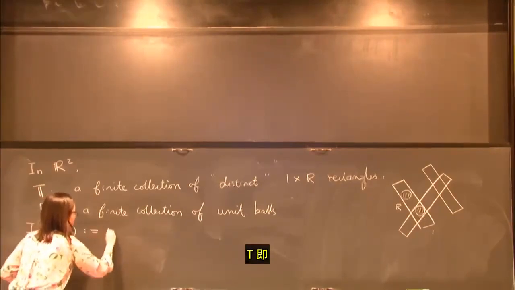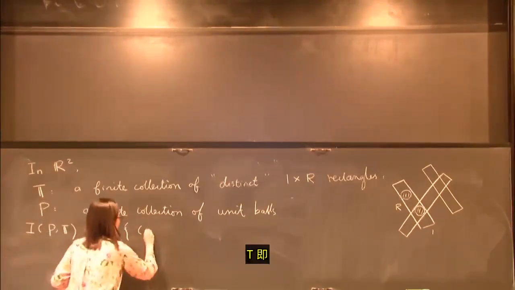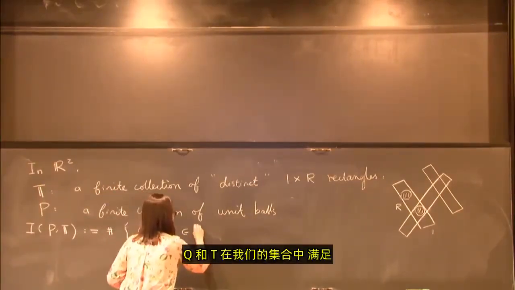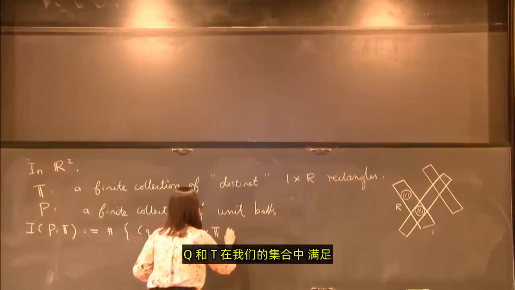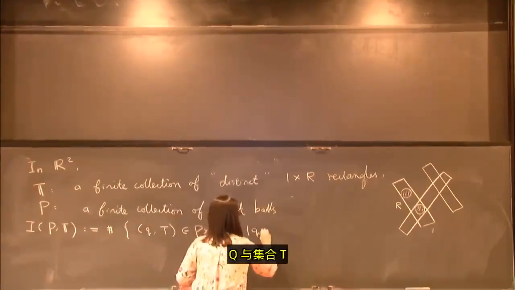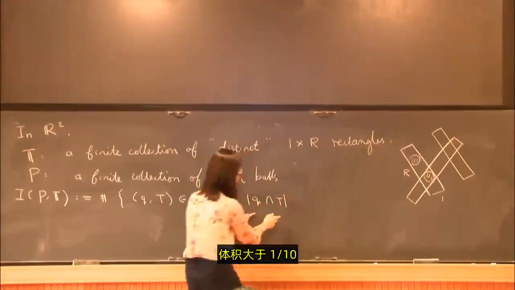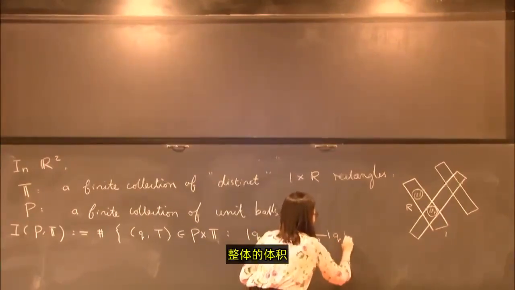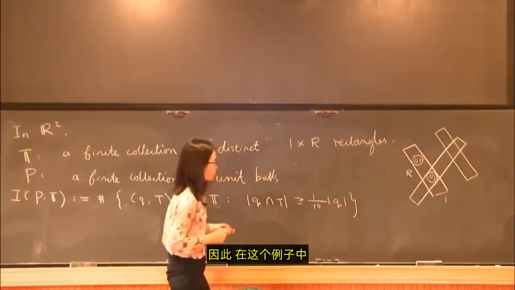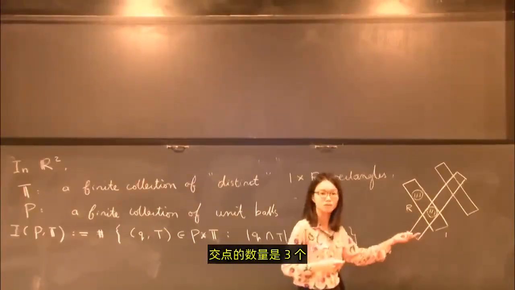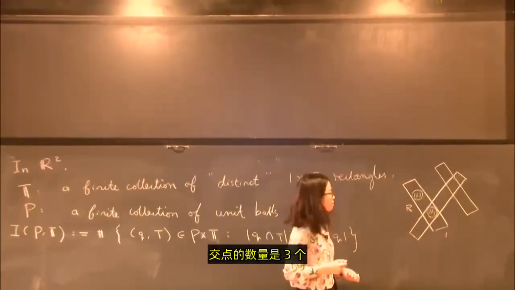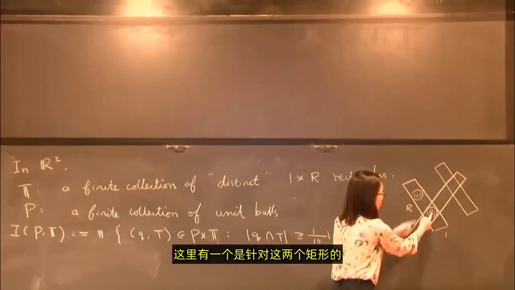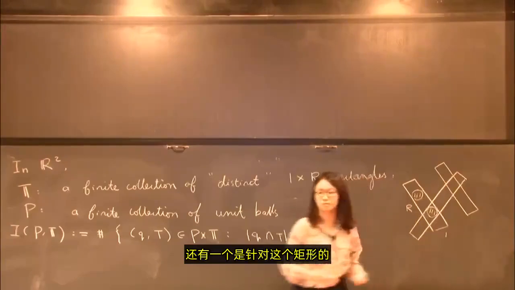That's defined as the number of pairs (Q, T) inside our set, such that Q intersect T has volume larger than, say, 1/10 of the volume of a unit ball. So in particular, in this example, the number of incidences is 3. Here we have one for this rectangle and one for this rectangle.